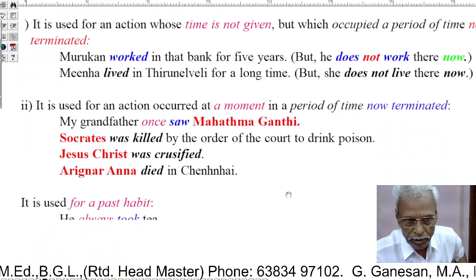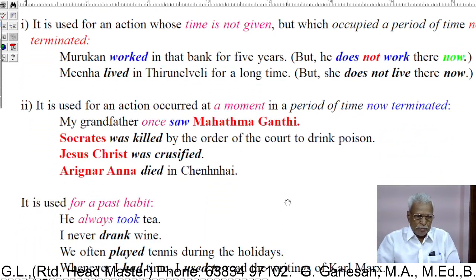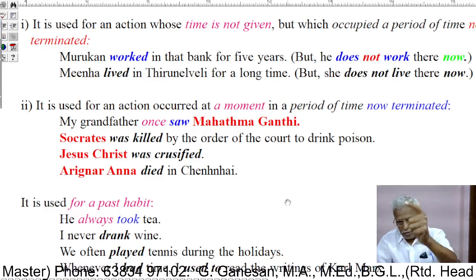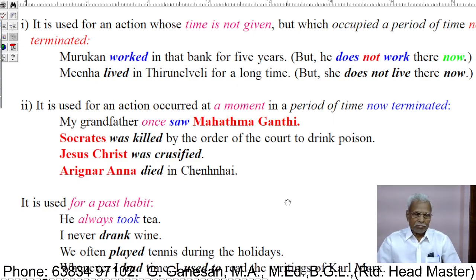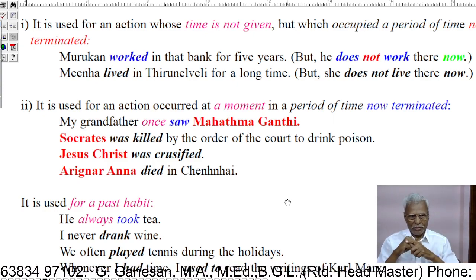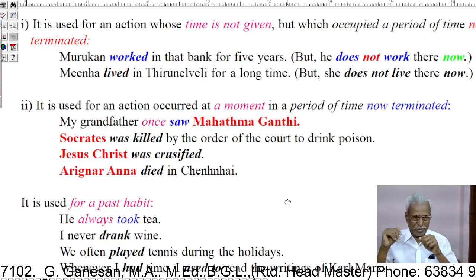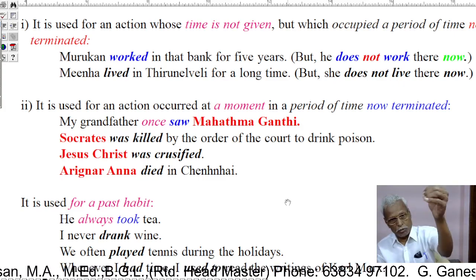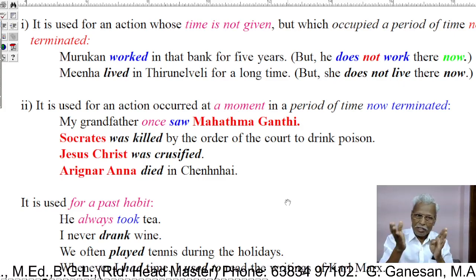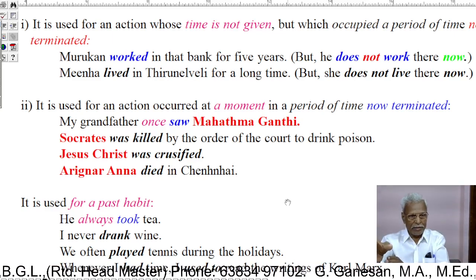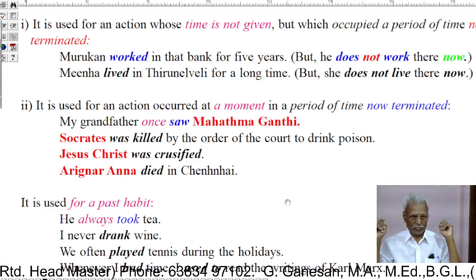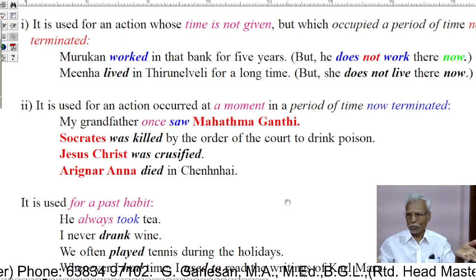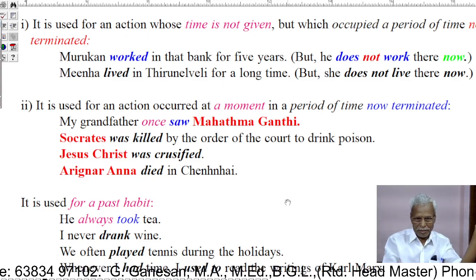Third, the second subdivision of the second use. It is used for an action that occurred at a moment in a period of time now terminated. That is, the action happened in the past, but its time is not given. But it is very clear that the action is terminated. It is not going on now. The action happened in the past, and it has terminated. Then we can say it without mentioning the time. Without mentioning the time, we can express the action that occurred in the past.